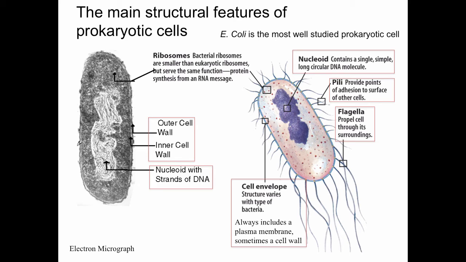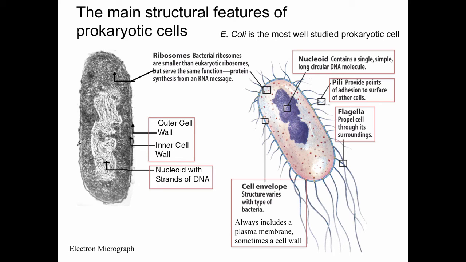coli cell. Prokaryotic cells contain a cell envelope which contains the plasma membrane and oftentimes a cell wall outside the cell membrane that serves as an extra layer of protection. While prokaryotes do not contain a membrane-bound nucleus, they have what's called a nucleoid region, which contains the genomic DNA in the form of a long circular DNA molecule.